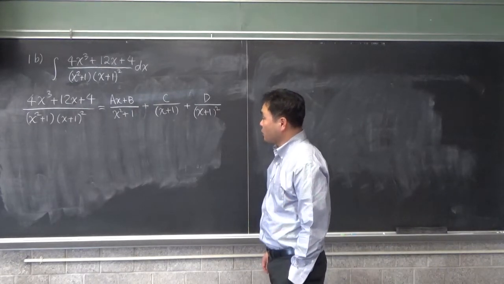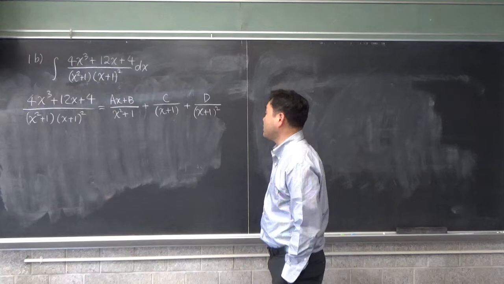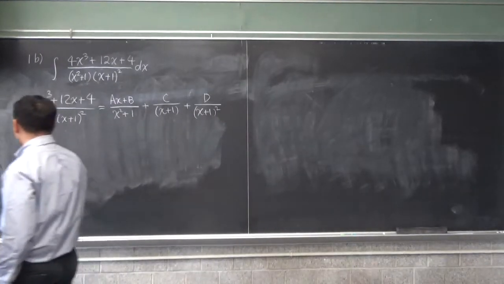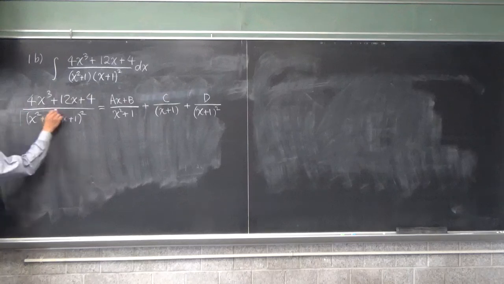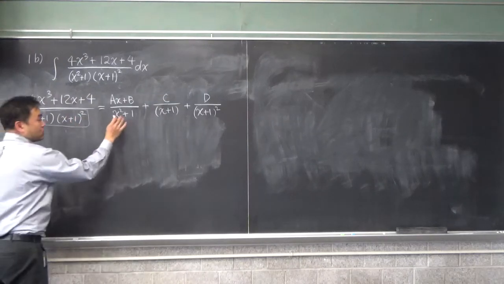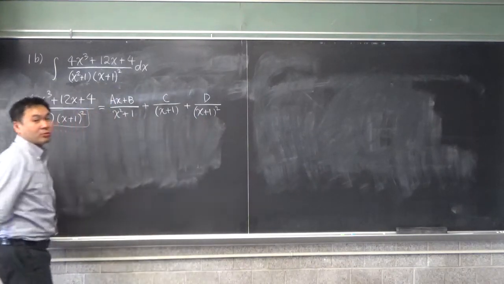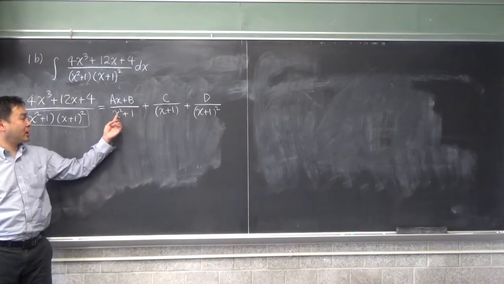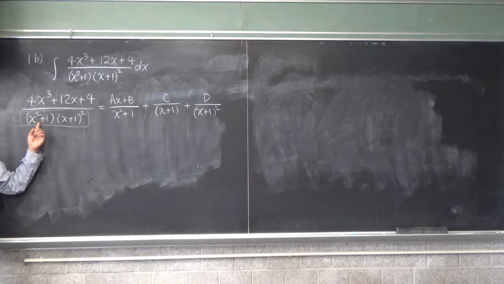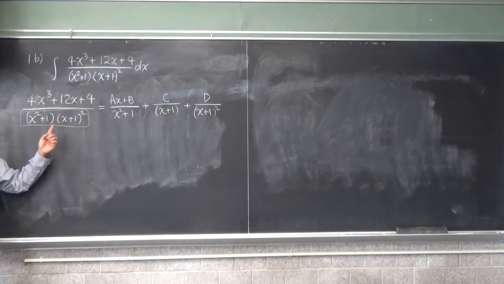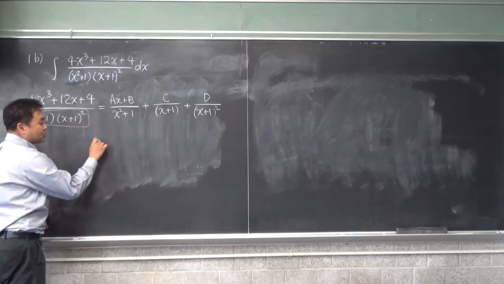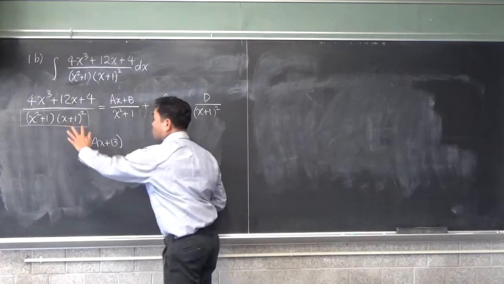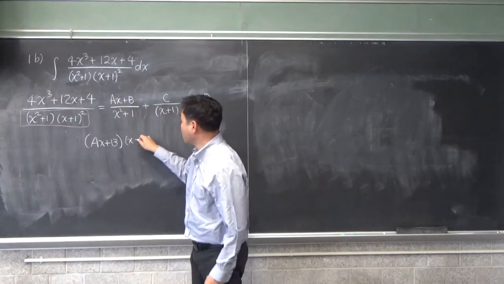Okay, then we have to figure out what a, b, c, and d are. These are specific numbers we have to figure out. We multiply this denominator to these three terms. And when this is multiplied to this first fraction, x squared plus 1 will cancel this x squared plus 1. So you are going to get ax plus b times the remaining part, which is x plus 1 squared.